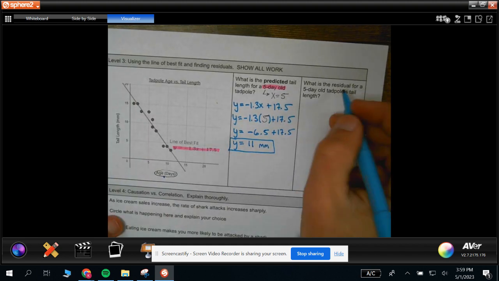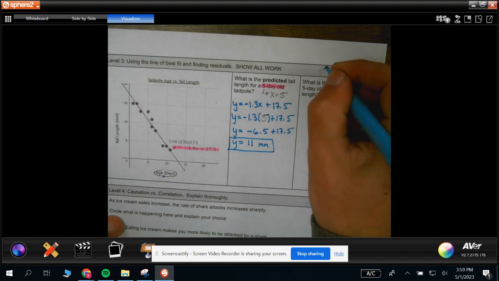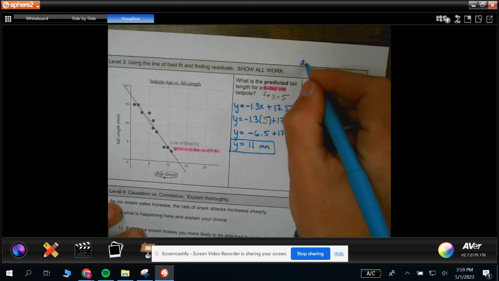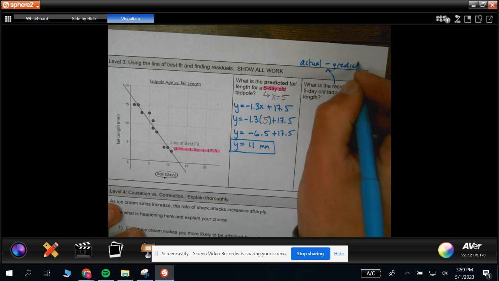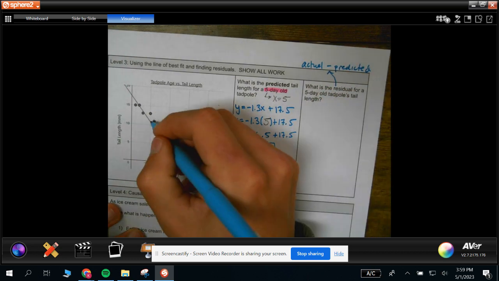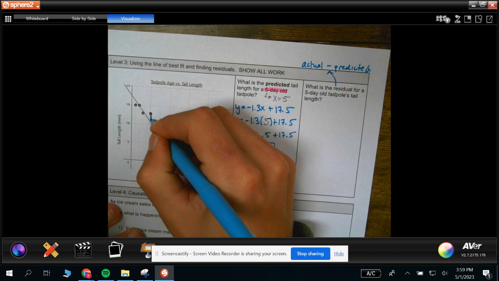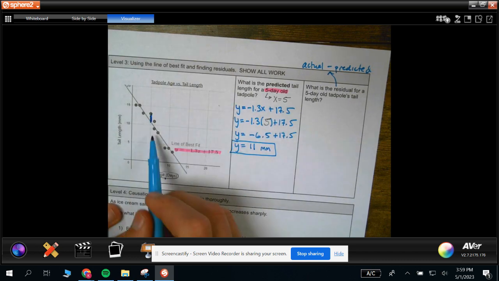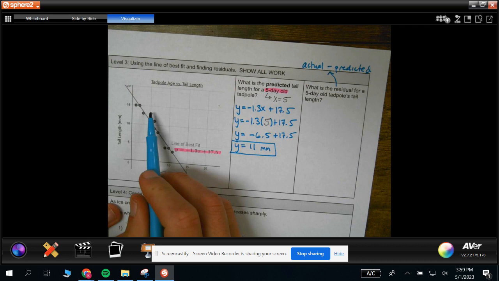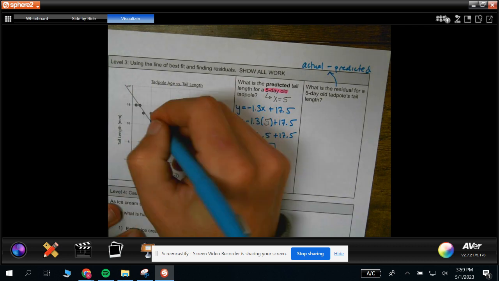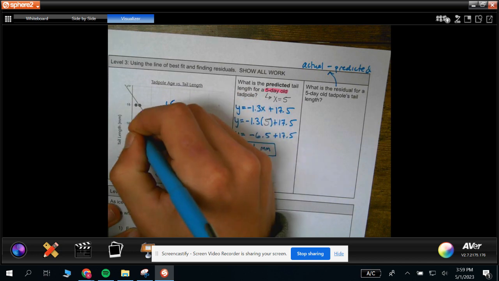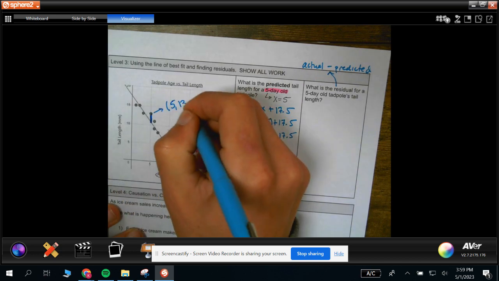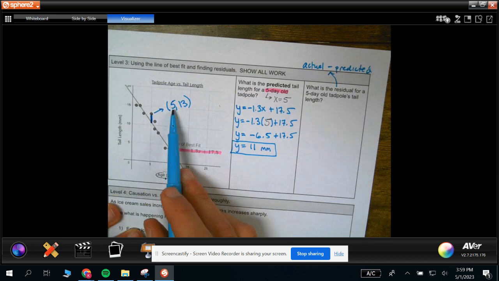Well, in this case, what is the residual? Now, residual, what does that mean? It's an actual value minus predicted. What's the difference? You can see the residual on the graph right there. This is the residual, the distance between the line and the data point. So in this case, the actual, what's the coordinates of this point? 5, 11, 12, 13. So the actual value is at 5, 13.